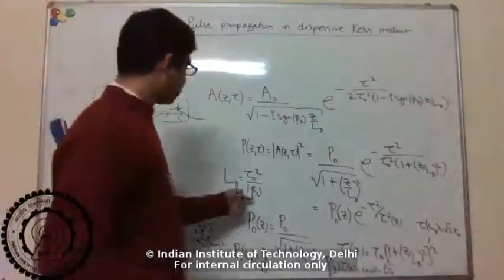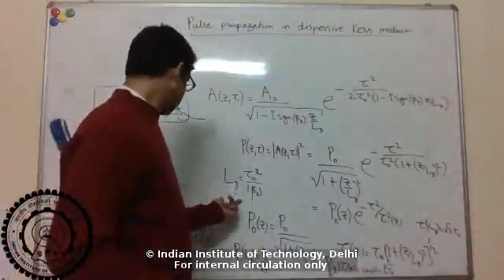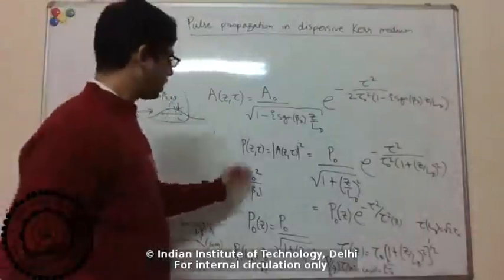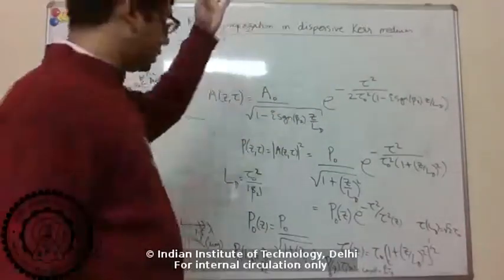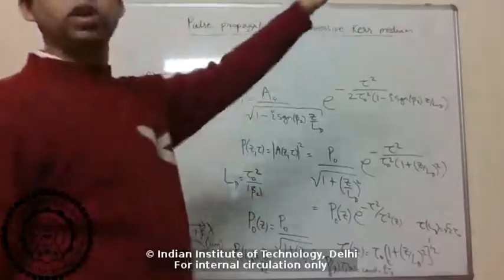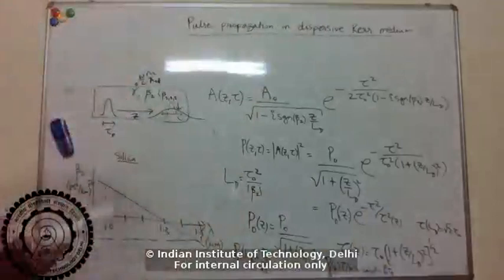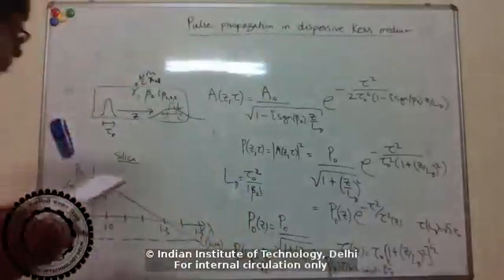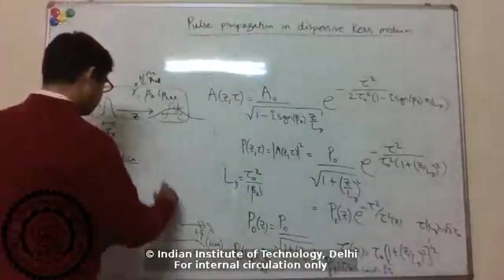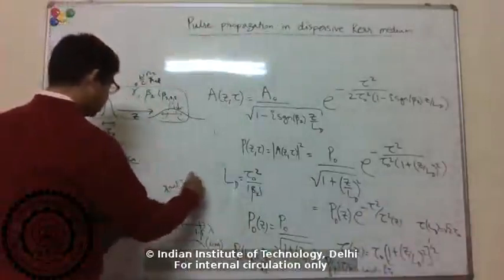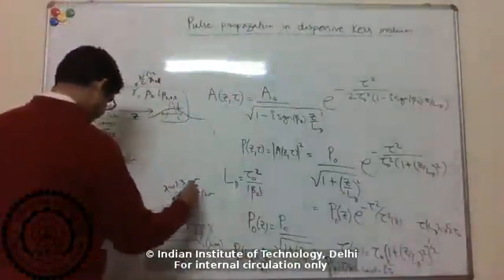So you can see that the beta 2 comes in the denominator for the dispersion length. So, for example, if you had a 0 beta 2, that means LD would be infinite, which means the pulse would travel a very, very long distance without spreading, right? So, at lambda about 1.3 micron, this beta 2 is very small, about 1 picosecond square per kilometer.